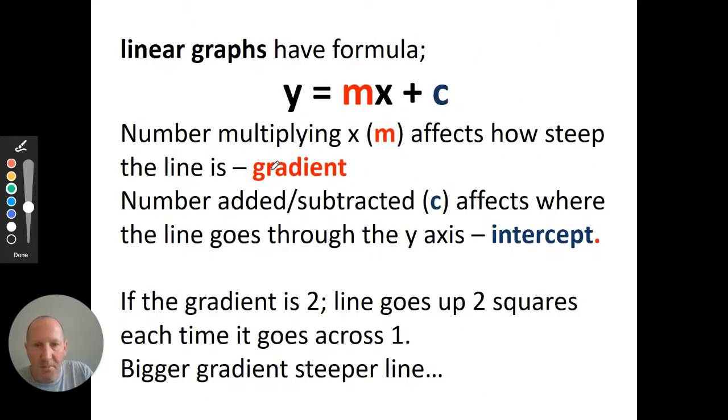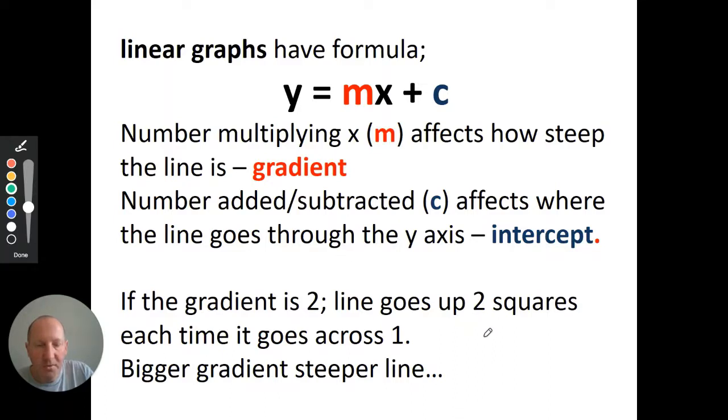This slide is a summary of what I've just been saying, to remind you of the key formula you need to remember for a linear equation: y equals mx plus c. M is the gradient, which tells you how steep it is. The bigger that number, the steeper the line. The gradient is 2. Remember that means when it goes across 1, it goes up 2. If the number was 3, when it went across 1, it would go up 3, so that's steeper.